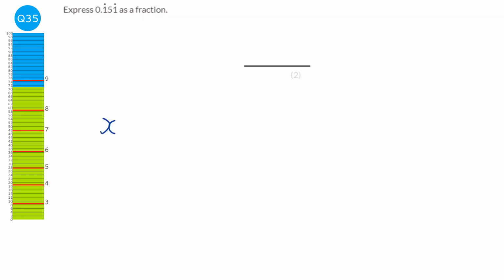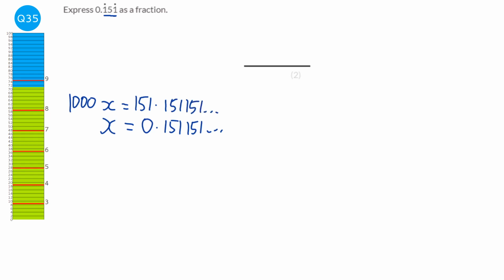We're going to first of all get x equal to 0.151151, and so on. And what we need to do is pull all of the recurring numbers in front of the decimal point, or at least one instance of them. So I need to times it by 1,000. So we're going to do that. Times it by 1,000. And we'll get 151.151151, and so on. What we're going to do now is subtract going downwards. So 1000x take away x would be 999x, and then 151.151151, etc. take away 0.151151, etc. will just be 151.